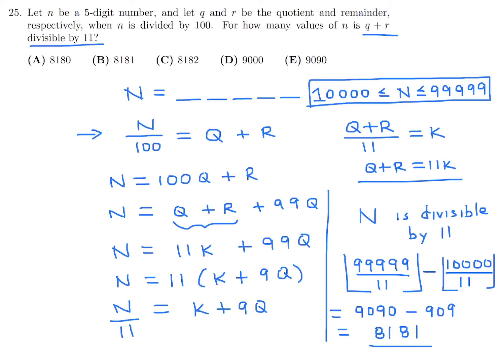That is how many numbers that are between 10,000 and 99999 inclusive, 5-digit numbers, that when you divide by 100, give q and r as the quotient and remainder, and the quotient and the remainder, when added together, are divisible by 11. So the answer to number 25 is B.